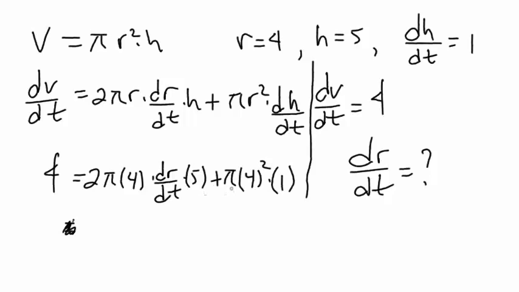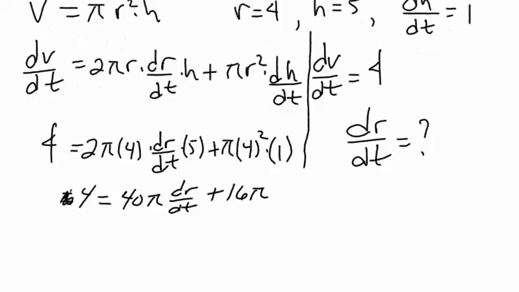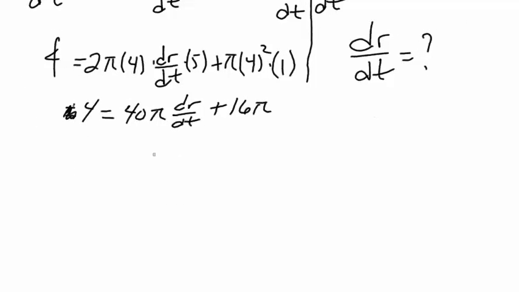Let's cross this out. So let's solve for this dr over dt. We're going to write this one more time. 4 is equal to, let's see, 5 times 4 is 20 times 2 is 40. 40 pi dr over dt plus, and then this will be 16 pi. Okay, and we want to solve for dr over dt. So we'll have to scroll up the screen here.